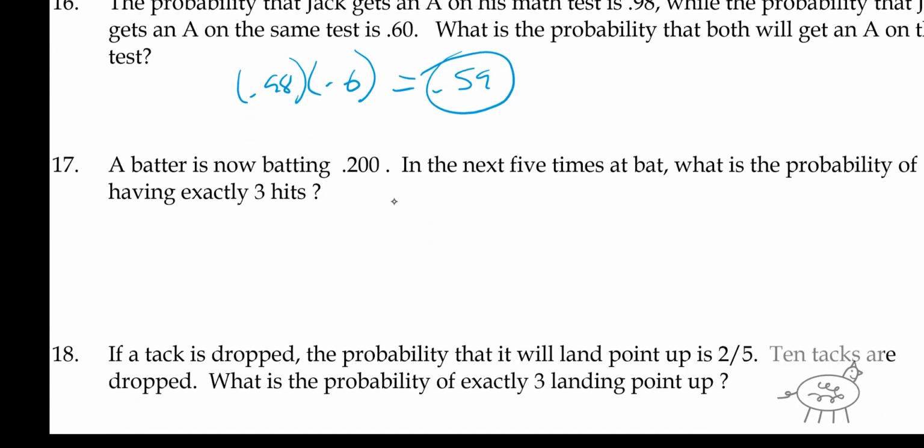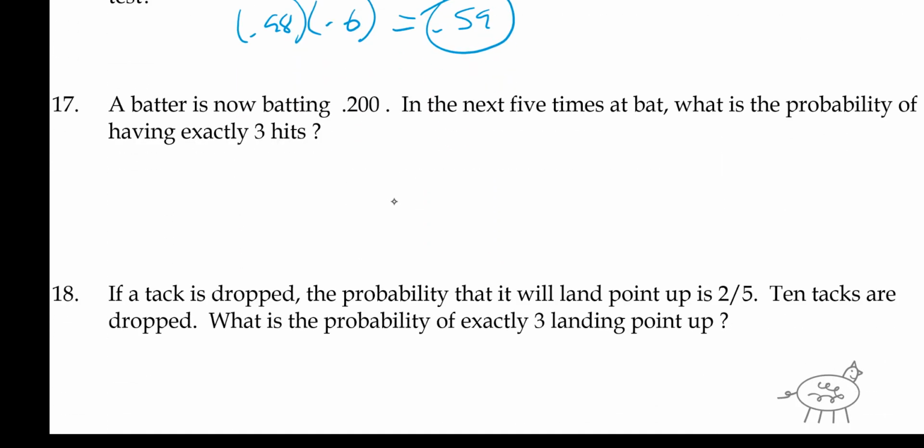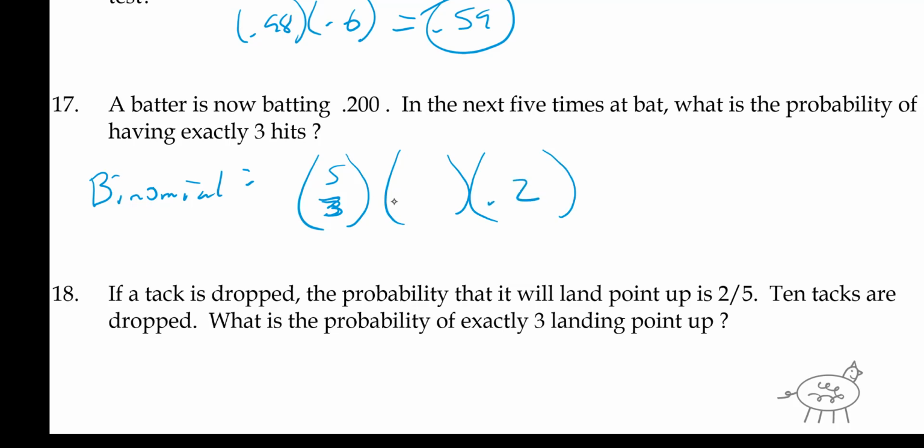Okay, a batter is now hitting .200. In the next 5 times at bat, what is the probability that he will have exactly 3 hits? Totally binomial. Okay, so it's 5 at bats, he's getting 3 hits. It's really messy, sorry. My success rate is 0.2, my failure rate is 0.8. So the 3 goes here and the 2 goes here, because they have to add up to 5. Okay, so my answer is 0.05.